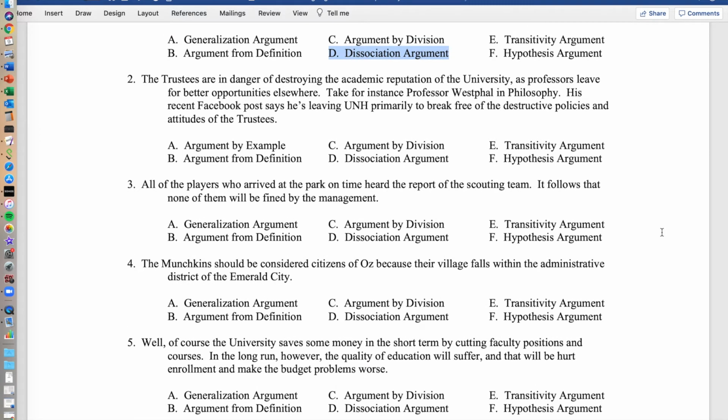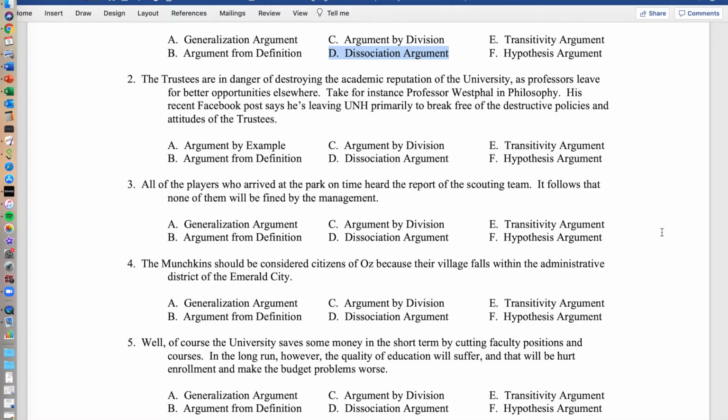Number 2, the trustees are in danger of destroying the academic reputation of the university as professors leave for better opportunities elsewhere. Take, for instance, Professor Westphal in philosophy. His recent Facebook post says he's leaving UNH primarily to break free of the destructive policies and attitudes of the trustees. So in this case, there's actually several statements, but it seems clear that the first statement is the claim: the trustees are in danger of destroying the academic reputation of the university as professors leave for better opportunities elsewhere.